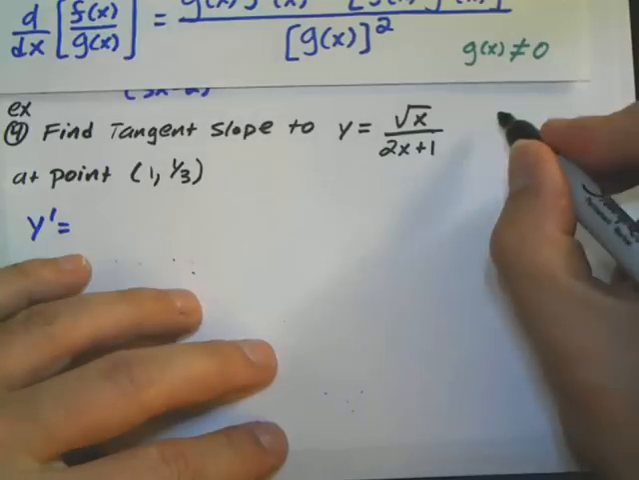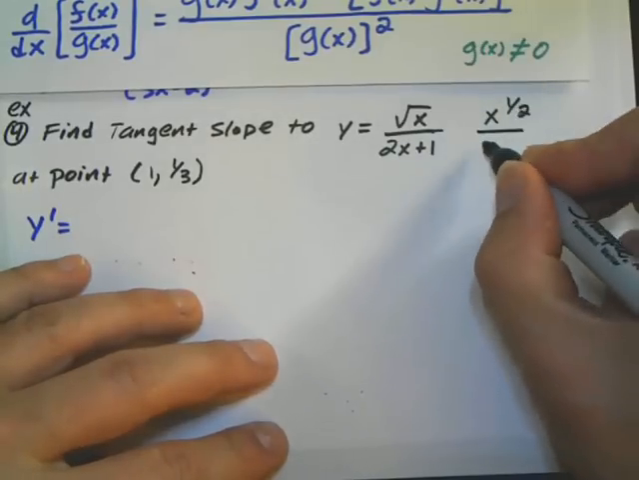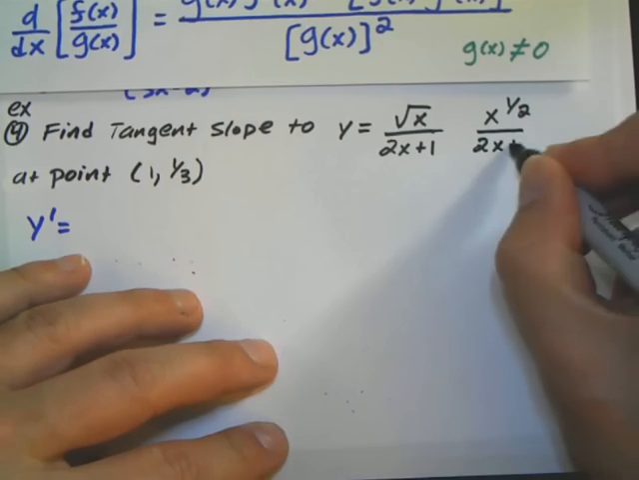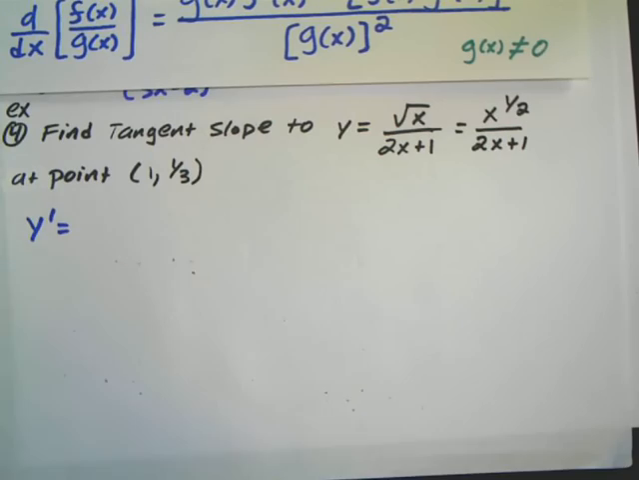I'm going to rewrite this so I can see what exponent this is. This is x to the 1/2. So I can use the power rule on that. This is going to be a 2x plus 1. So this is just equivalent to that, so I can see what exponent it has.